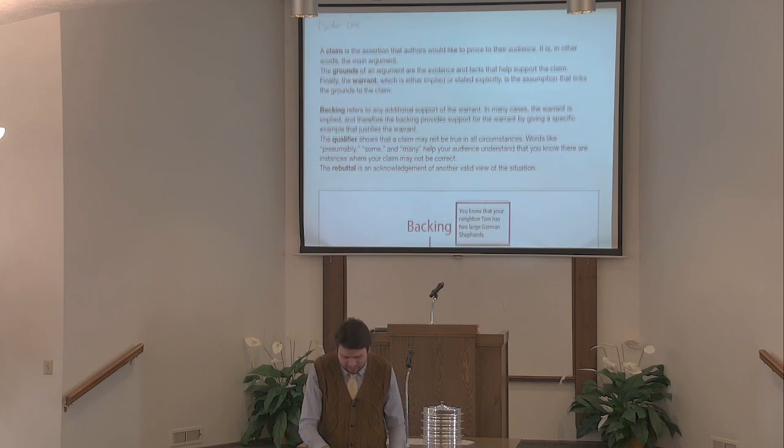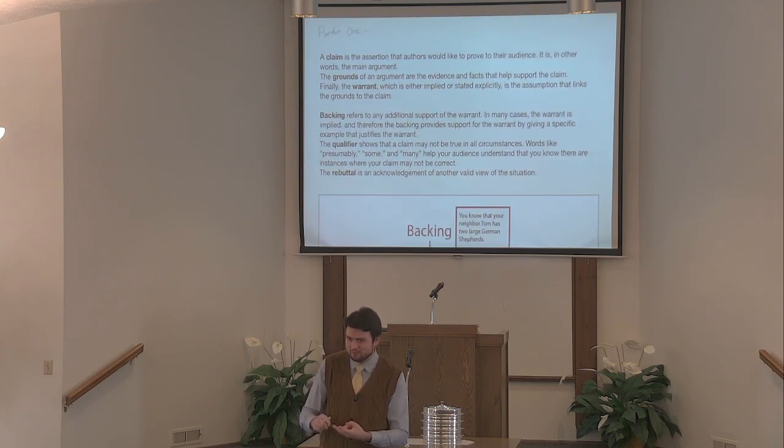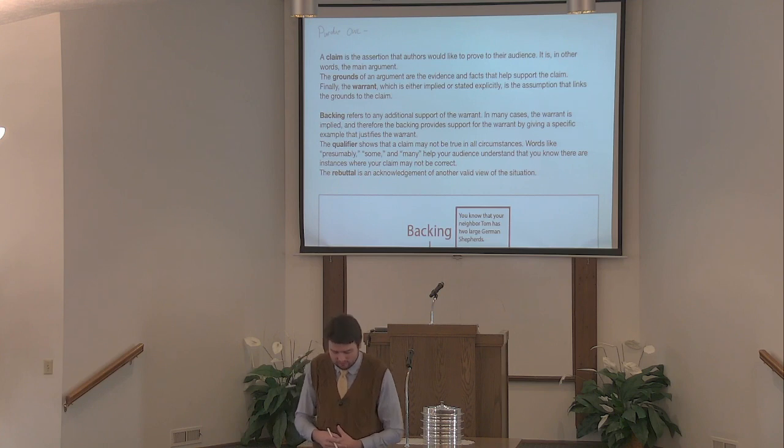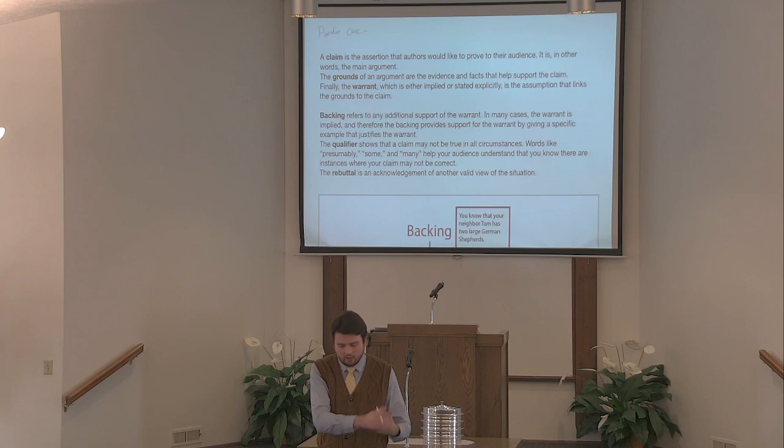So, the pieces of an argument. The big three are claim, grounds, and warrant, okay? The claim is the assertion that you would like to prove. That is the end goal. Sometimes it's called the conclusion, but in other words, it is the main argument. So in the case of an argument where we say, therefore God exists, that is the claim, right? The grounds of an argument are the foundational parts that you're using as evidence. They are the evidence and the facts that you use to help support the claim. And the last one is called the warrant. Warrants are sometimes implied and not stated, and sometimes they are stated explicitly. They are the assumptions and the logical links that take you from the grounds, the evidence, to the claim.